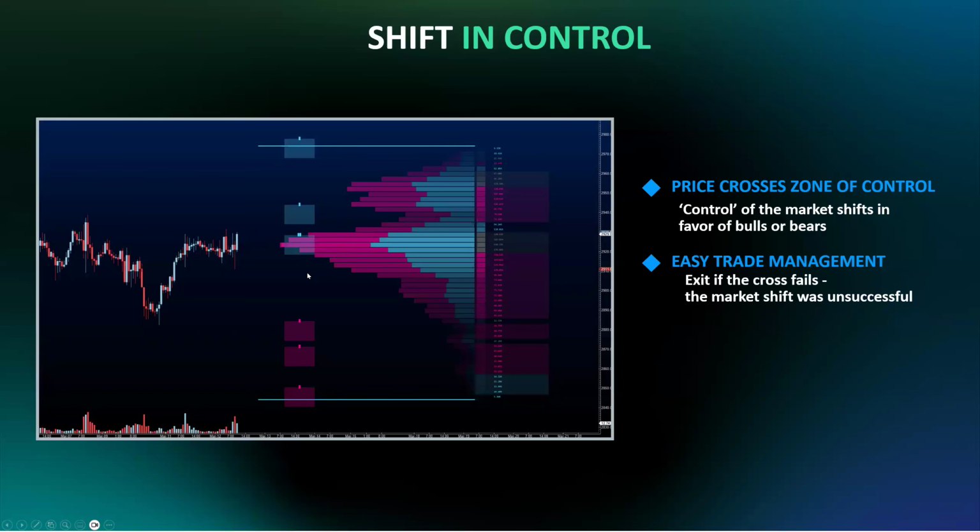If we cross below it, well, now it's a ceiling, it's resistance. We're just going to exit the trade. There's not a lot of risk, relative to other trade methods. Once we get above this level, we could just set our stop loss right below there.